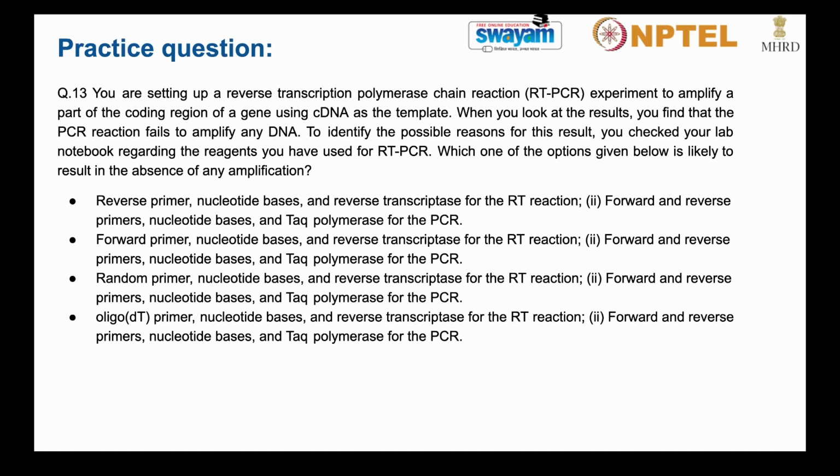Option C says random primer, nucleotide bases and reverse transcriptase for the RT reaction, and what was written in the lab notebook is exactly the same as previous, that is forward and reverse primers, nucleotide bases and Taq polymerase for the PCR. Option D says oligo-dT primer, nucleotide bases and reverse transcriptase for the RT reaction, and in the lab notebook: forward and reverse primers, nucleotide bases and Taq polymerase for the PCR. Now you have to tell in which option there is a huge difference which has affected the amplification.